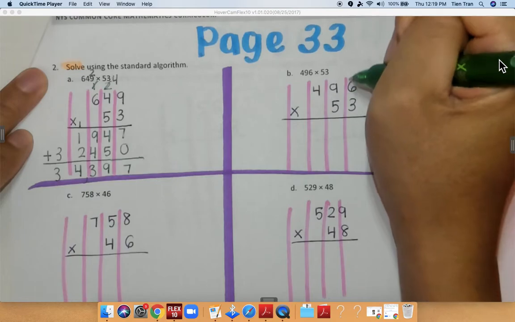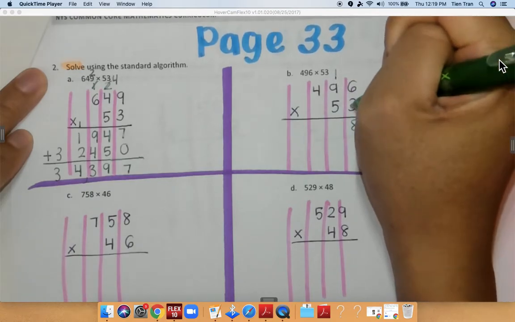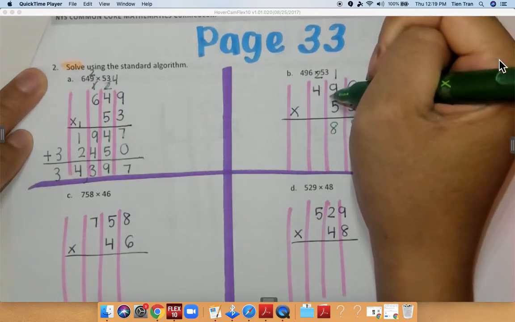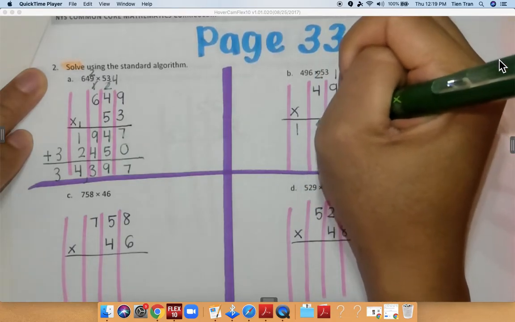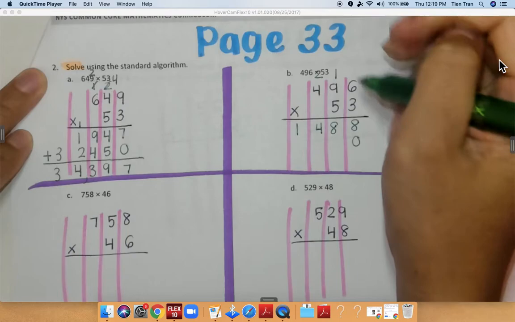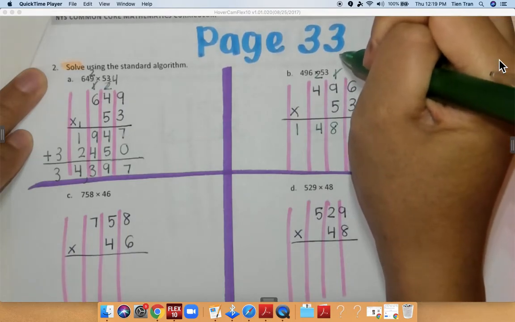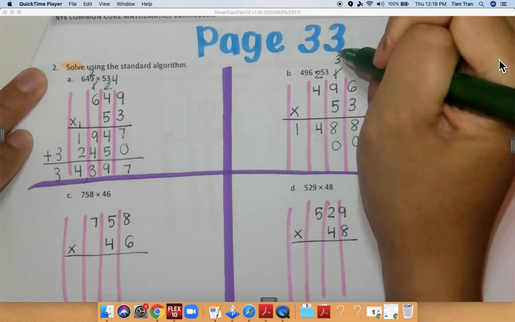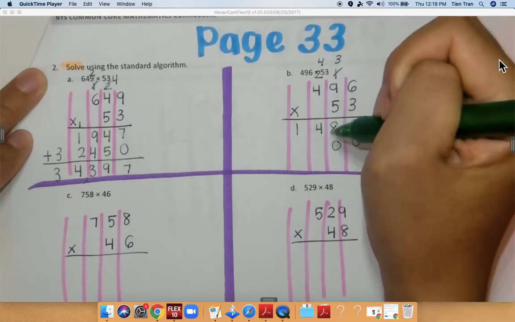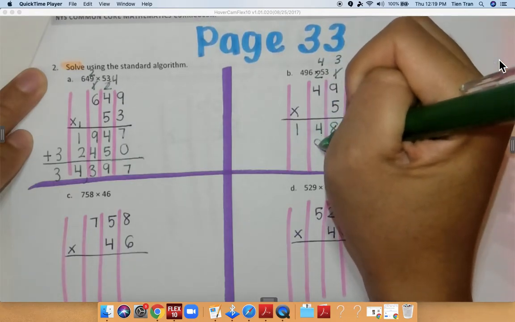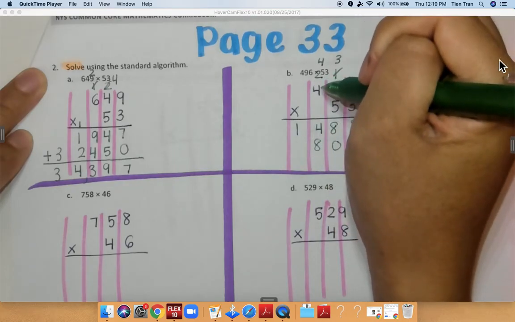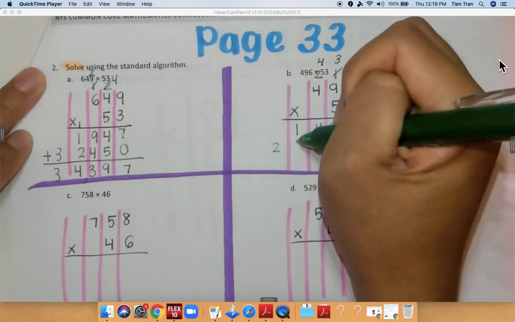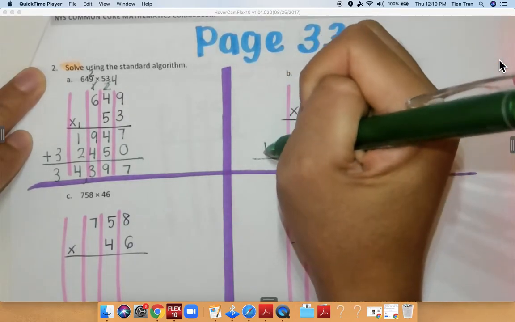6 times 3 is 18. 3 times 9 is 27. Plus 1 is 28. 3 times 4 is 12. Plus 2 is equal to 14. Bring down my 0. 5 times 6 is 30. 5 times 9 is 45. Plus 3 is 48. Sorry. 5 times 4 is 20. Plus 4 is 24. Add my numbers together.